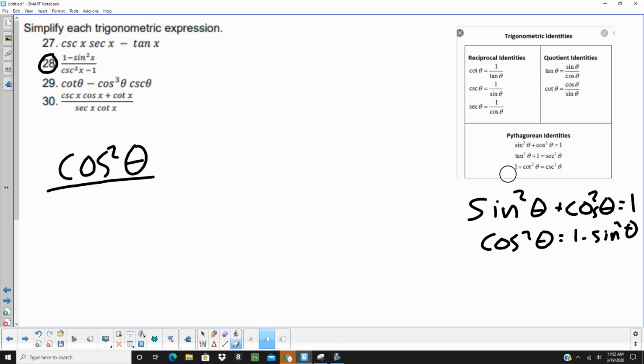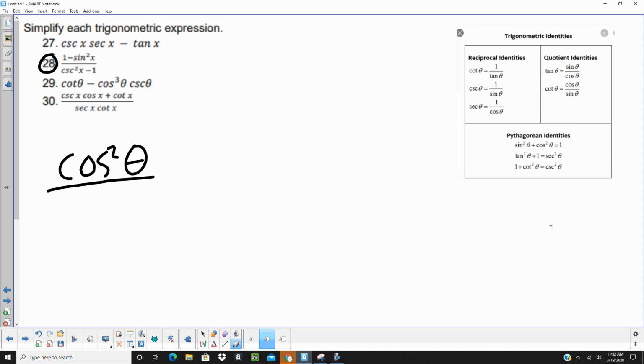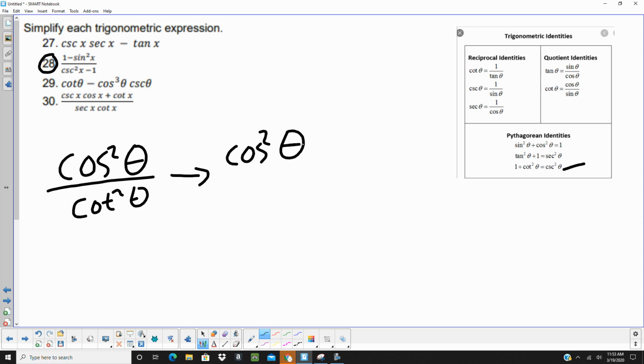And then in the denominator, I've got cosecant squared minus 1. And if I look right here, if I were to subtract 1 from both sides, I'd be left with cotangent squared theta. All right, we're almost there. What I'm going to do now is write everything in terms of sine and cosine. So I'm going to still leave that cosine squared alone. And here, cotangent squared is cosine squared over sine squared.